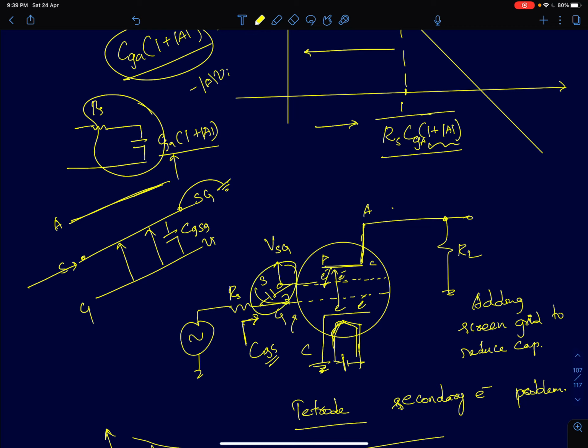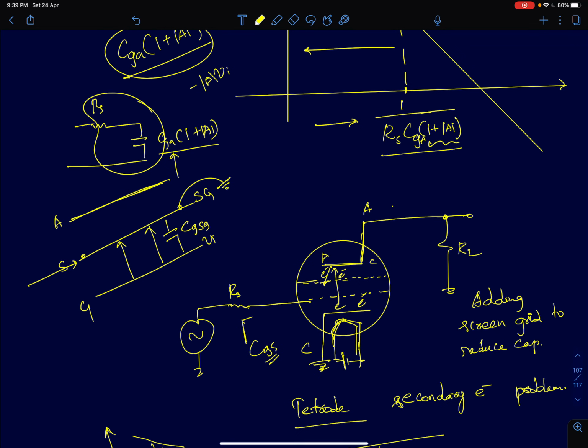So here I'm showing 4 terminals. It looks a little cluttered, probably. This terminal here is the grid terminal. This is the screen grid terminal. So you will have a fixed capacitance between the two. This node voltage is fixed. Therefore, at the input, you are only going to perceive a capacitance of CGSG. So this is your grid to screen grid capacitance.